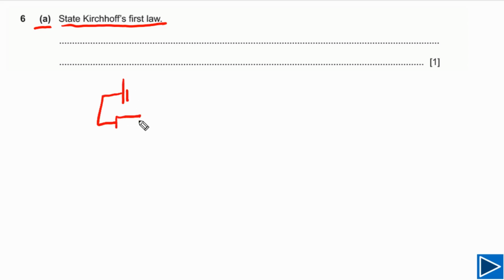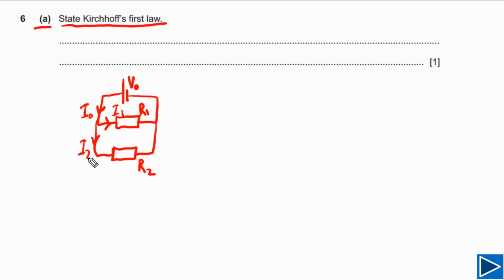We can understand this one simply with one very simple circuit. As you can see here, I have drawn this circuit now. Let's say the EMF of the power supply is V0, and this resistor is R1, and the second resistor is R2. And also, let's assume that the current coming from the battery in this circuit is I0, and the current passing through resistor 1 is I1, and the current passing through the second resistor is I2.